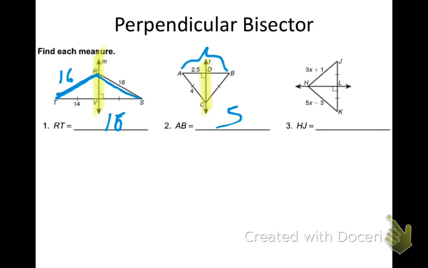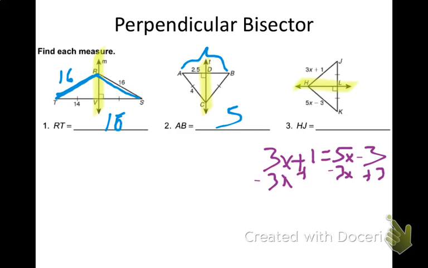Number three, HJ. Well, I have a perpendicular bisector here. I have HJ is 3x plus 1 and HK is 5x minus 3. What am I going to have to do here, would you suppose, Johnny? Nice job, sir. I'm going to set them equal to each other. So 3x plus 1 equals 5x minus 3. I set them equal to each other, and now I solve for x. So I subtract 3x. I add 3. I get 4 equals 2x.